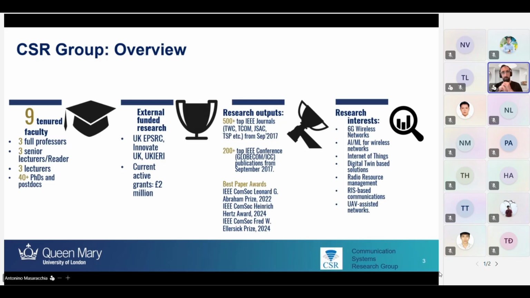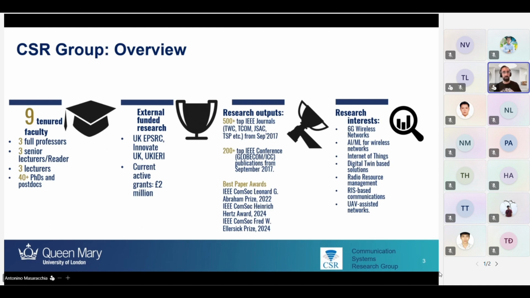So basically, I'm going to give a brief introduction about the CSR group. I'm a lecturer at Queen Mary University of London, and I joined back in 2024, so nearly 2 years. The CSR group, which stands for Communication System Research Group, is composed of 9 tenure lecturers, which include 3 full professors, 3 senior lecturers and readers, 3 other lecturers, and more than 40 PhD students and postdocs.